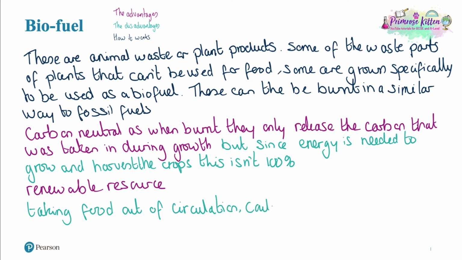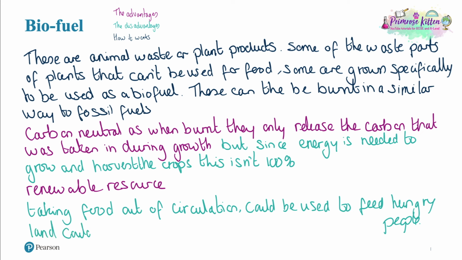However, it is taking food out of circulation, food that could potentially be used to feed people that are going hungry. And the land that is used for growing the crops could be used for other things, such as growing food to feed people or housing.